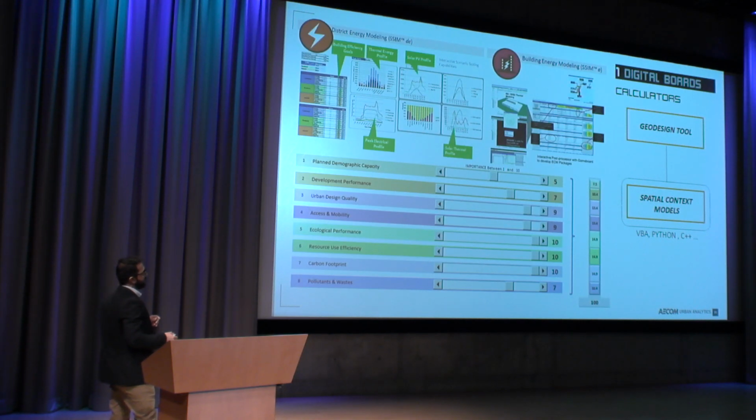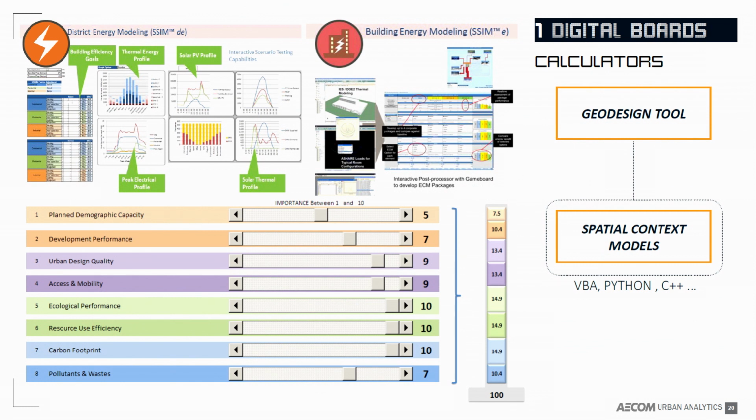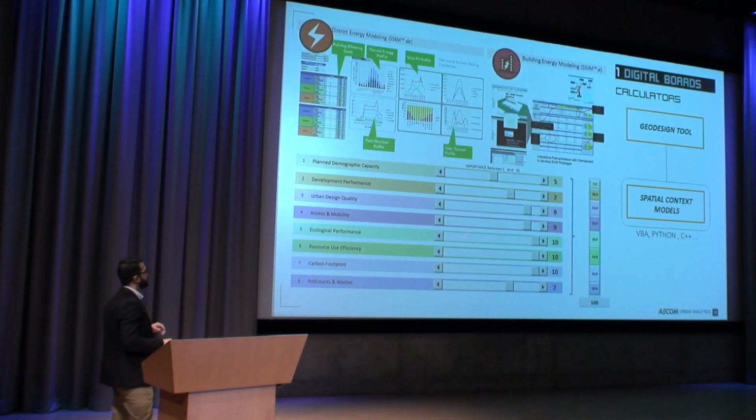And this is just an example of how those models work, or the sub-models within the broader models that you saw. This is a district energy modeling tool right here, and the building energy modeling tool, which is nested under the energy, and how we can use that, optimize that, and set priorities according to the plans and objectives that we are trying to achieve.